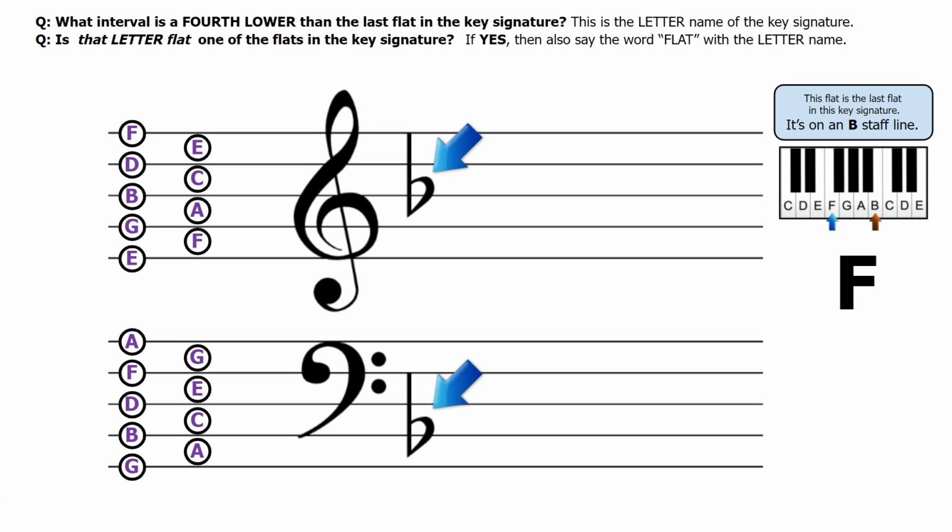If we do see an F flat in the flats of the key signature, then we would say this is the key of F flat. If we do not, if no, then we just say the letter name without saying the word flat. This is the key of F.